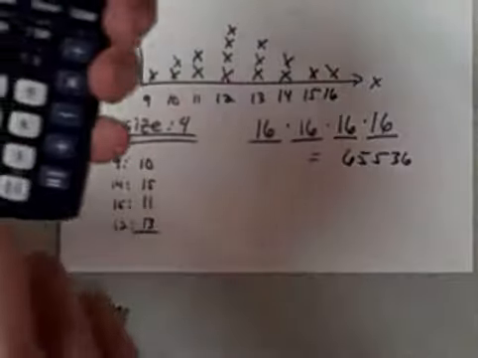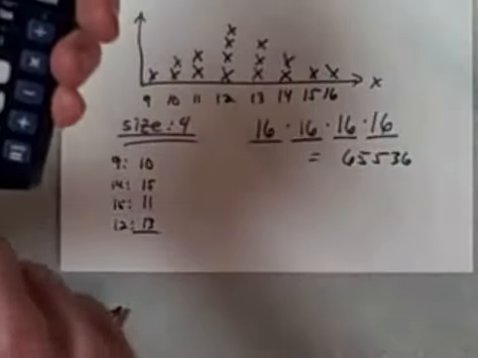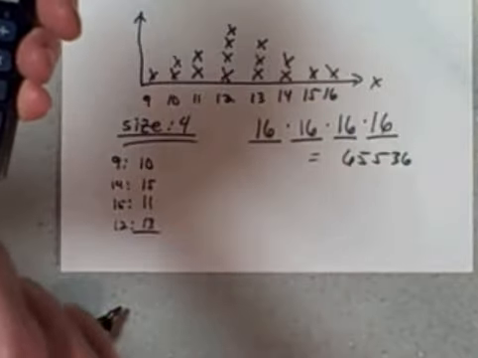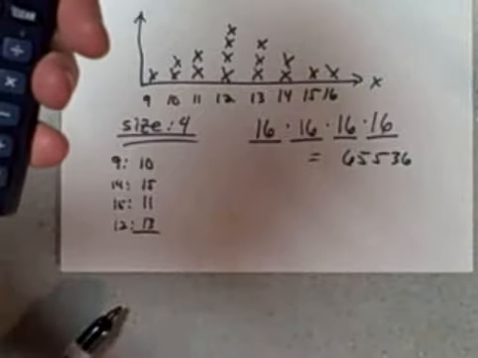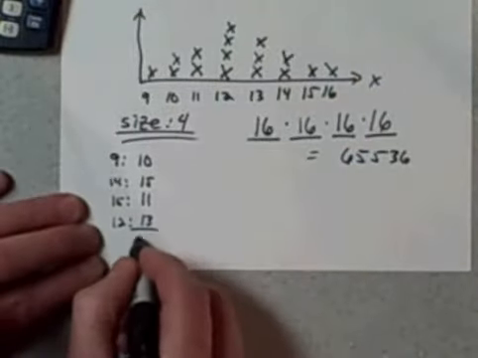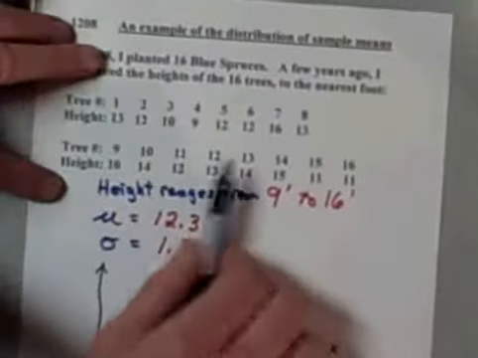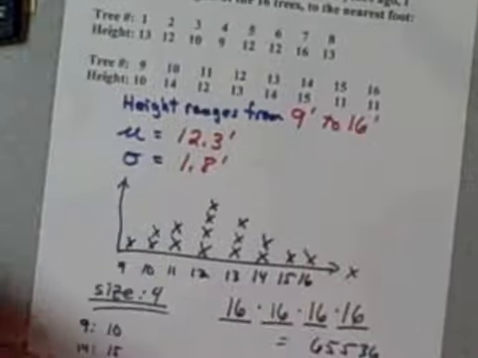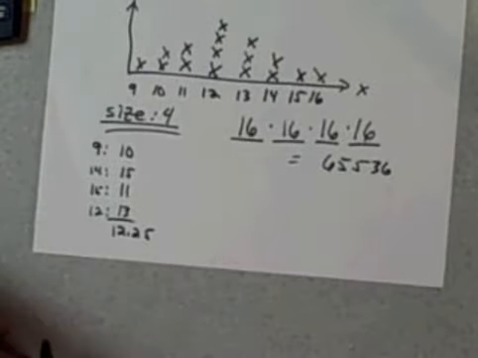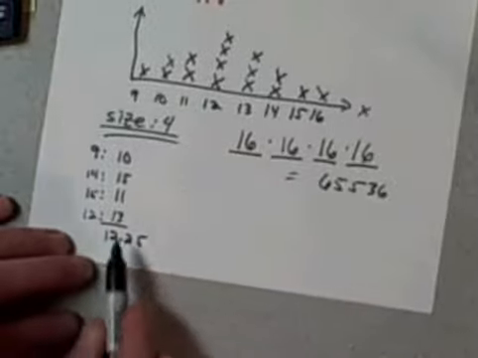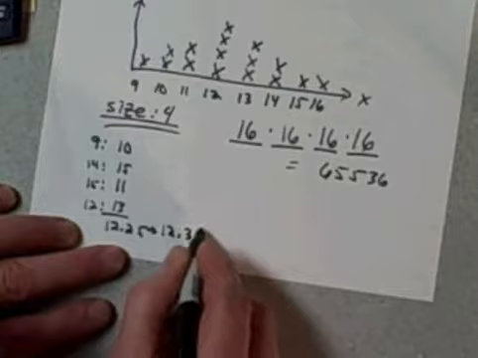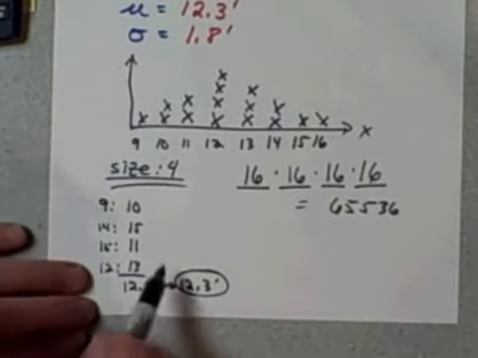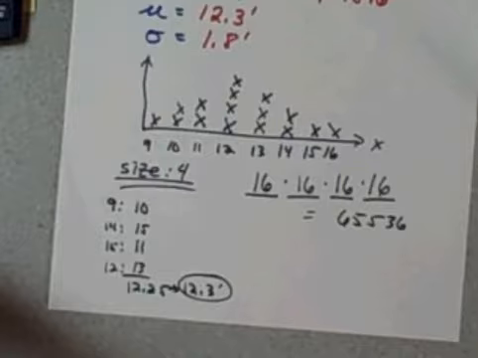Let me do my calculator. That's 10 plus 15 plus 11 plus 13. That equals 49. Divide that by 4. I get 12.25. That's an average. 12.25. And since I rounded my tree heights to the nearest foot, I'm going to round these also to the nearest tenth of a foot. So this is going to be 12.3 feet. So the mean of this sample is 12.3.